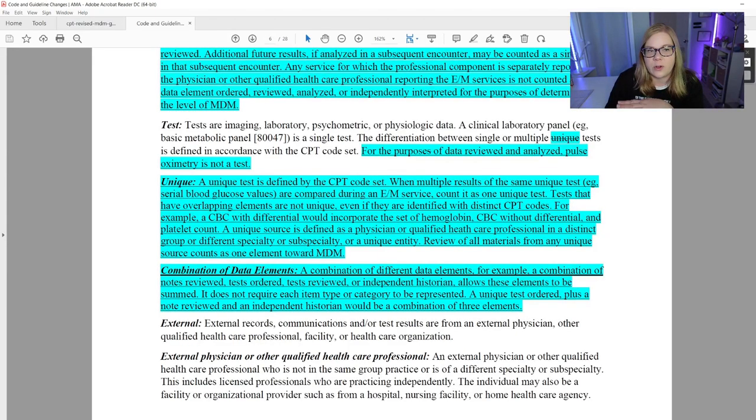There have been some questions about this, because I've worked, for example, with a lot of pediatrician offices where they have peds and then they have peds specialties come in. So they might have a peds gastro and a peds cardiology. Because those are different subspecialties, they would not be considered the same group. So if peds is consulting with peds cardio, that would be an external source.